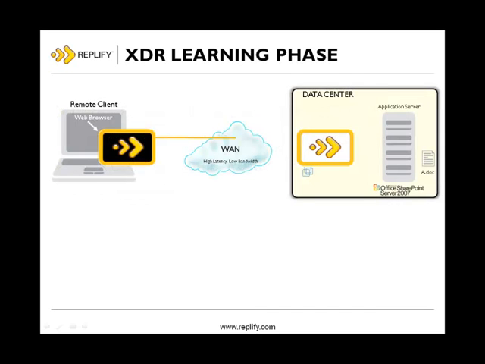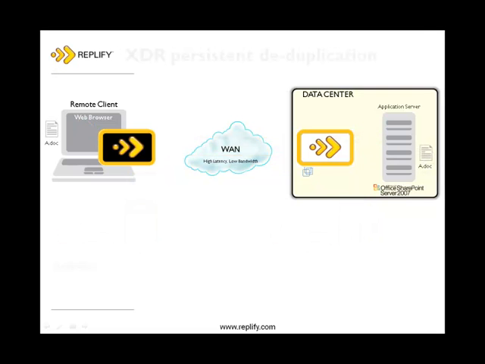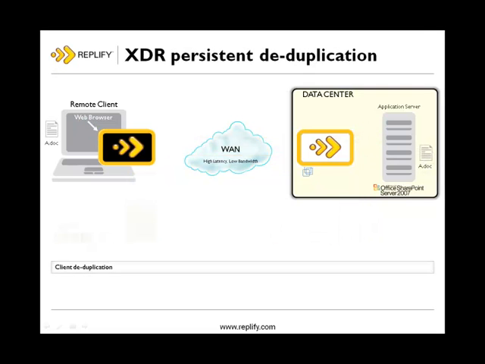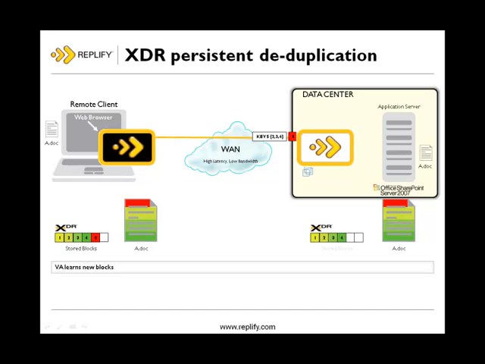Let's look at this in action. Say we have a user requesting a document through their web browser. If this is the first time the content has crossed the link, we go through a learning phase where both the sending VA and the receiving client learn the content and cache the data blocks. Now the user edits the document and uploads it. What gets sent across the WAN is references to the unchanged blocks, plus any new blocks, and the effect is a huge reduction in the data transfer.